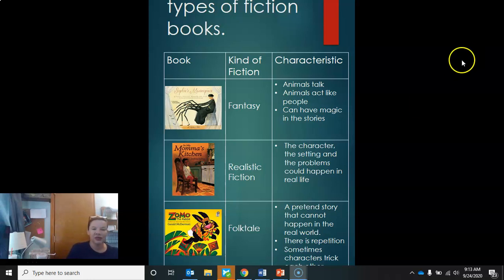All right? So there's 3 types that we're going to talk about, and I want y'all today in independent reading to find a book that's either fantasy, realistic fiction, or folktale. It can be your book or it can be on Epic. And I want you to tell me the title and if it's fantasy, realistic fiction, or folktale, and why you think it's that. So if you read a book and you think it's fantasy, tell me why you think it's fantasy. All right?